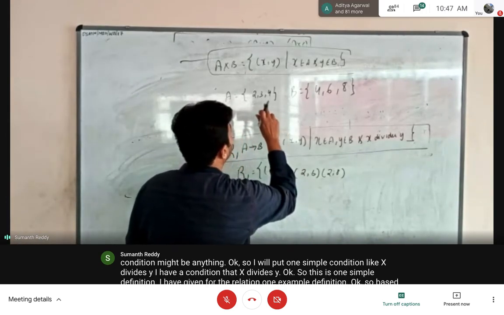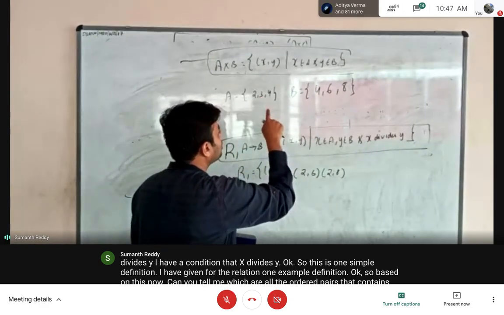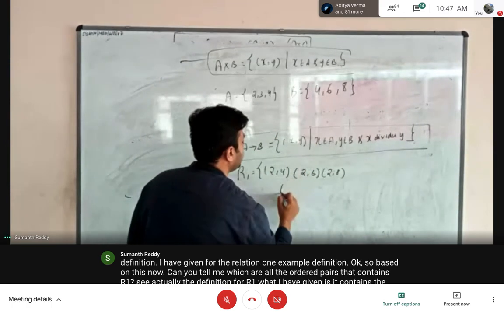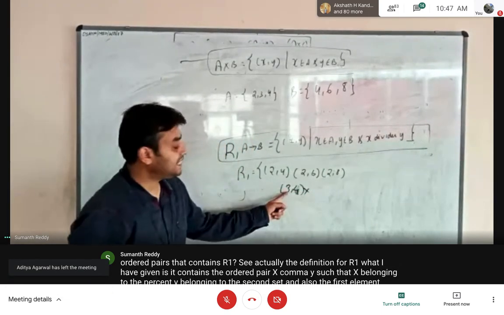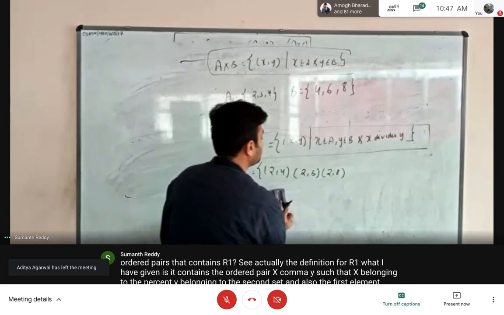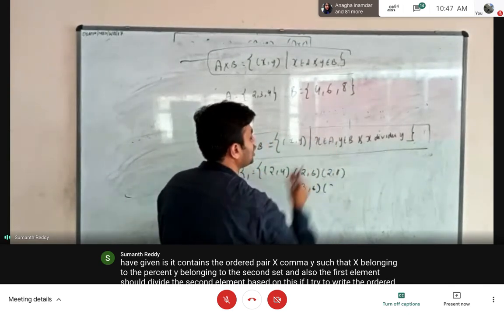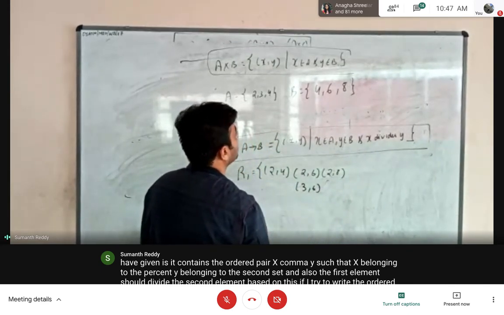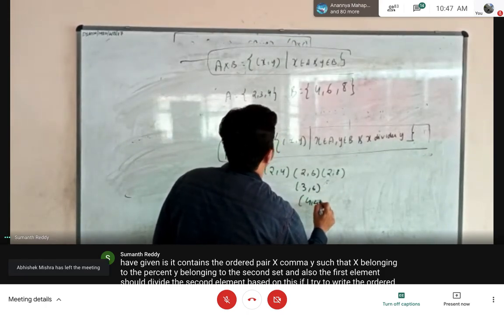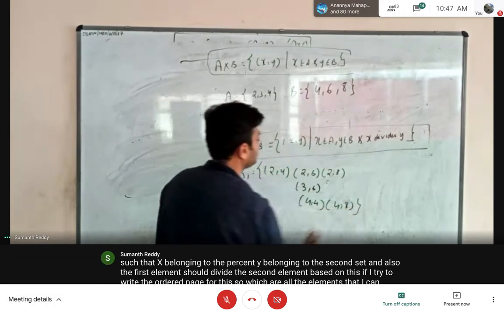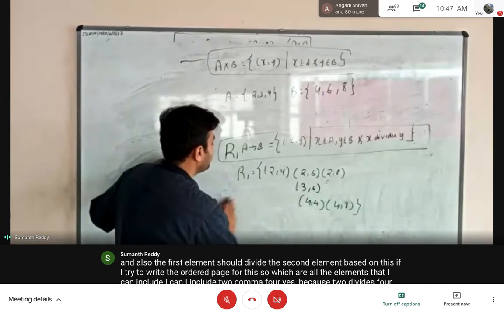Next, can I include 3 comma 4? No, I should not include it. Even though 3 belongs to the first set and 4 belongs to the second set, I cannot include 3 comma 4 because 3 does not divide 4. Then what else can I write? 3 comma 6 is valid. 3 comma 8 also I should not write because 3 will not divide 8. Next, what else can I write? 4 comma 4 is valid, yes, because 4 will divide itself. Next, 4 comma 8.